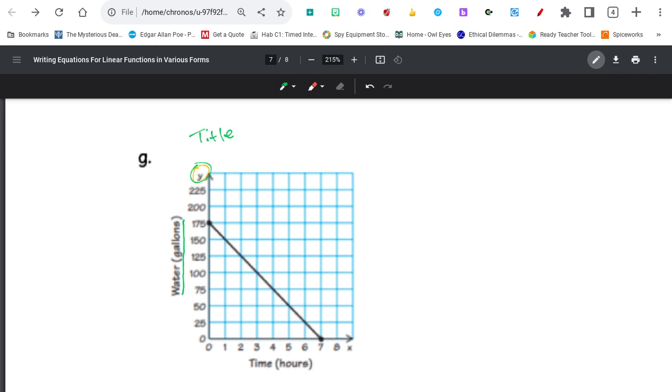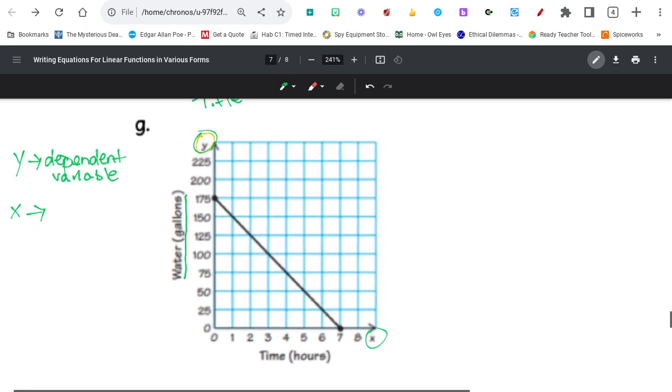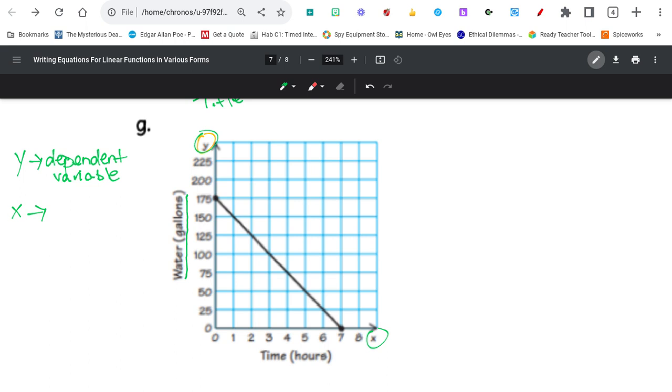And if you watch that video on independent and dependent, then you know y is your dependent. It depends on something else. Just your dependent variable. And you should know that x is your independent. Now, what's on the x-axis? That's my little x down here. Or it's the flat line. And it's time and hours. Okay?